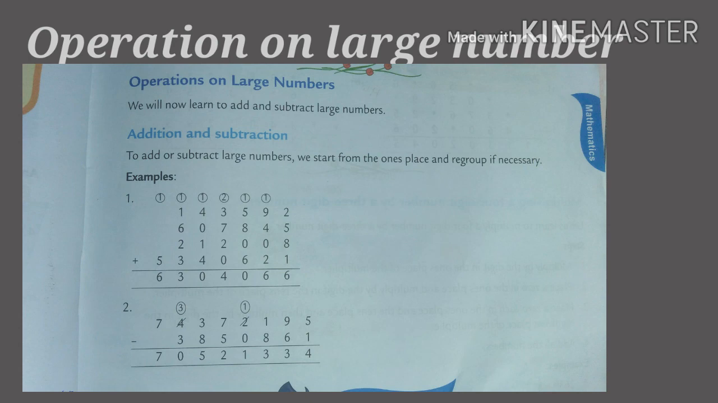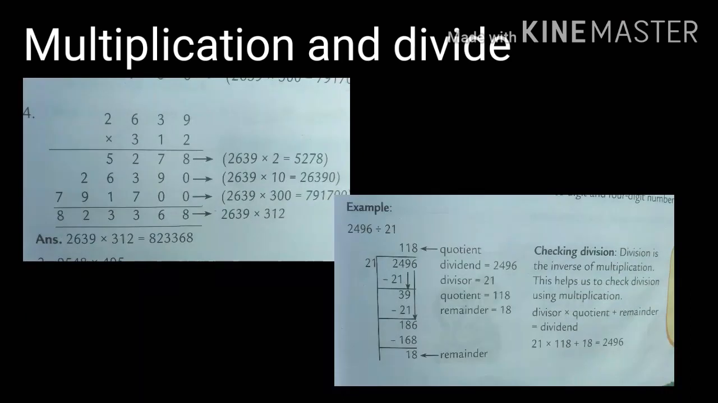Now the next is multiplication and division. You can see the multiplication. In the first step, we multiply 2639 with 2. In the second step, we multiply 2639 with 10 because 1 is at tens place. In the third step, we multiply 2639 with 300 because 3 is at hundreds place. At the end, we add all the numbers so that we get the answer, 8,23,368.